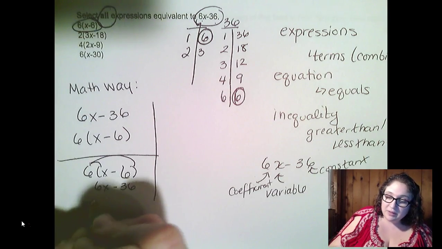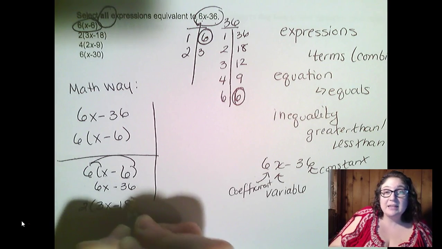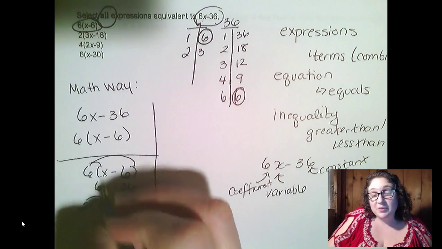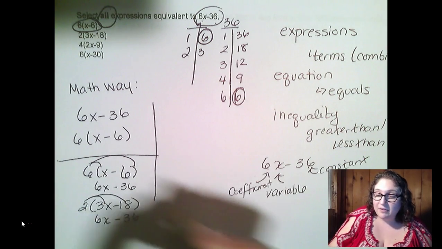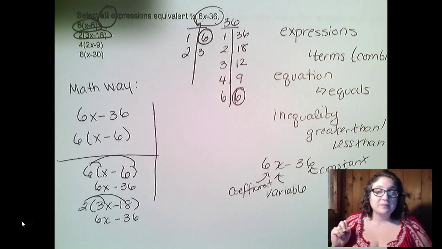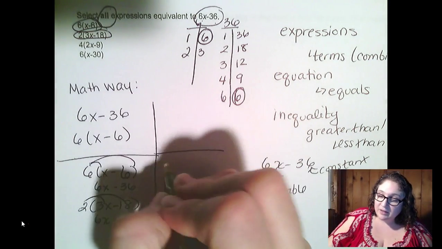We do the next one, 2 times 3x minus 18. We have 2 times 3x, which is 6x. 2 times negative 18 is negative 36. So that one works.